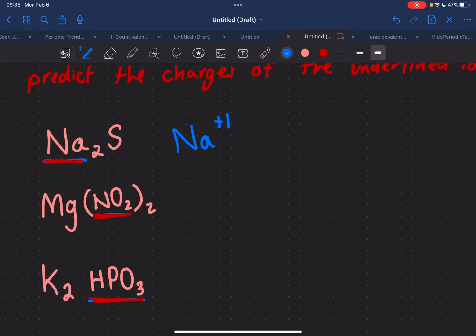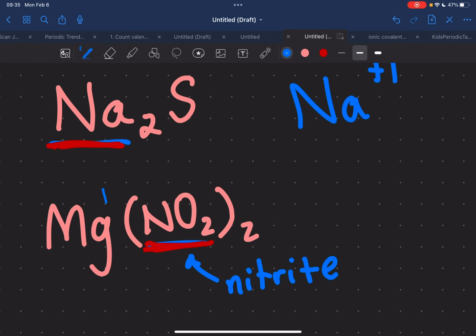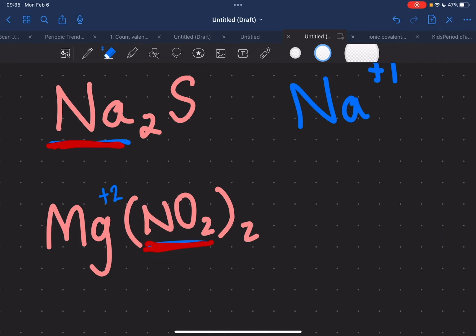The next one, though, remember I said this was called a nitrite ion. And I can figure out the charge on my nitrite ion by thinking about the charge on my magnesium ion. I know that magnesium is going to have a +2 charge, and I also know that in any ionic compound, the total charge of my cation plus my anions is always going to add up to 0. So I know that this whole thing is going to have a charge of -2 to cancel out that +2 from the magnesium.